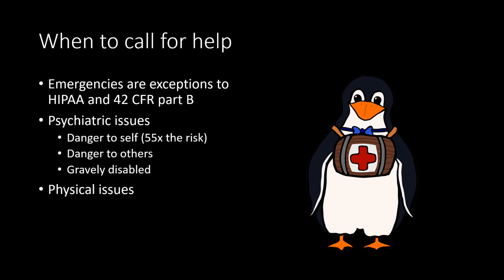Psychiatric issues may also arise when someone enters drug and alcohol treatment. One is the danger to self. Alcoholics, binge drinkers, are 55 times more likely to attempt suicide. IV drug users are 14 times more likely to attempt suicide. Also, people who are under the influence of drugs may lose the ability to inhibit their behavior and may be a danger to others. Some people, as a result of their drug intoxication, may be gravely disabled, unable to provide for their own care and housing. There can also be a great many physical issues which are the result of drug use, intoxication, or withdrawal.